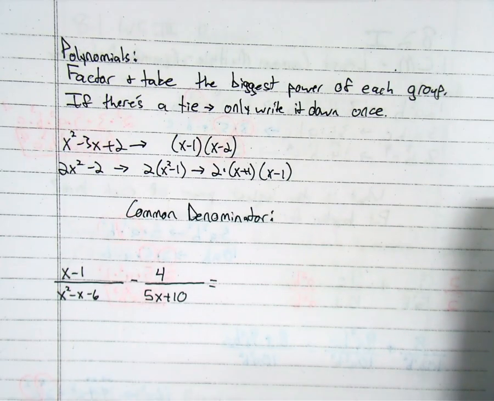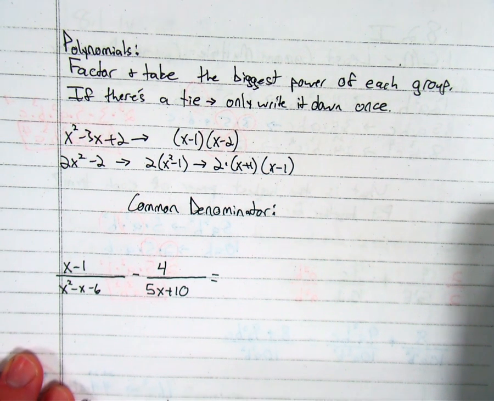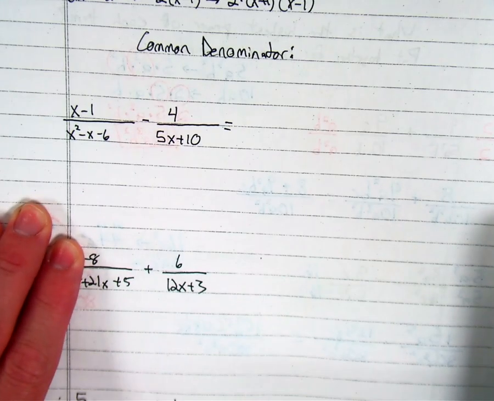With polynomials, you factor and take the biggest power of each group. Okay, we're not going to have very many times when we have powers of the groups. It's more going to be make sure everybody has the same things. So let's look at the first problem.